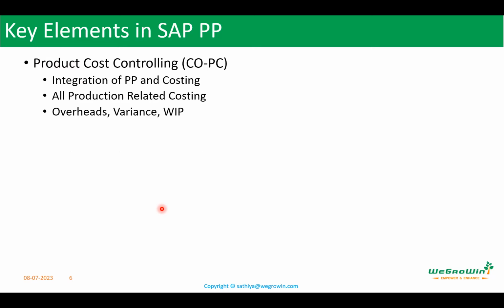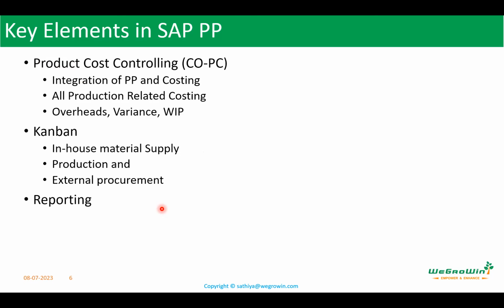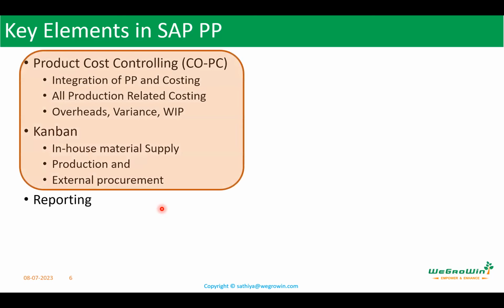Product cost controlling is where the integration of PP and costing, all production related costing, overheads, and Kanban, and then reporting purposes. Here we'll not be talking about costing because costing is a different element itself. Kanban also is about material moving in the production. We don't need to issue all the material from stores to the production area continuously. Instead, we can keep some material directly on the shop floor so they consume it. It is like a replenishment. That is the Kanban process we can use in the system.